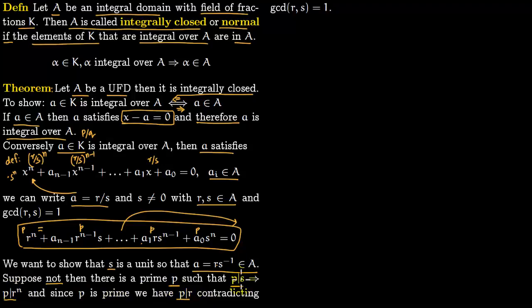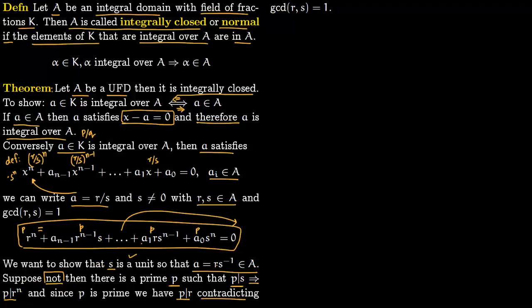So P divides S implies that P divides R, and this contradicts that the greatest common divisor of R and S is 1, because now we have P which divides both S and R. So it must be the case that our supposition was incorrect. So we have a contradiction, and therefore S is a unit. So we cannot suppose that S is not a unit.